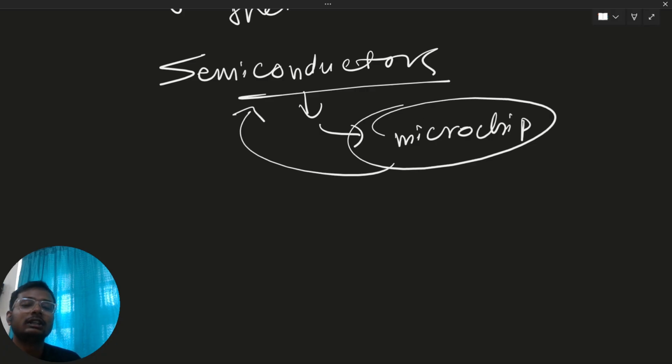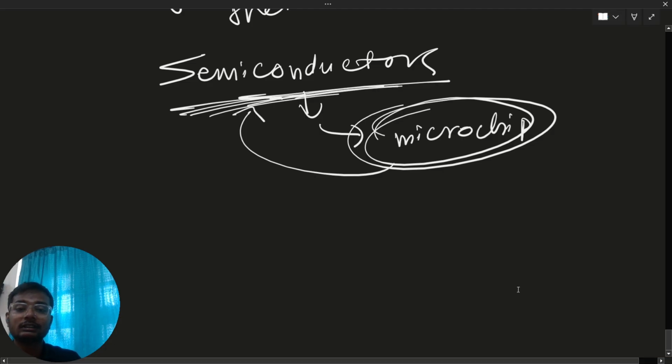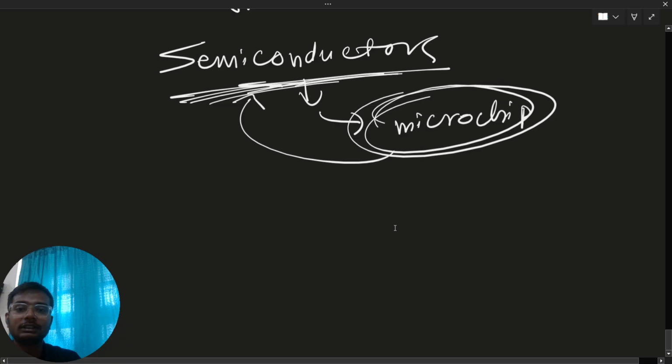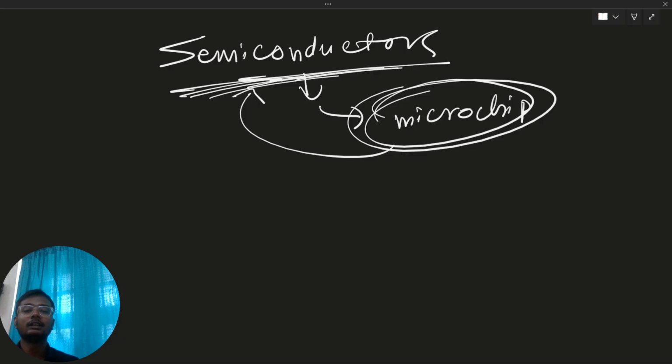If there are no semiconductors, we cannot make the microchip, and all the technology is just waste. It's not possible, at least as of now. So all the technology is dependent on the semiconductor. That's why there is a boom of semiconductors right now. It is said that in future, the country which has more semiconductors will be considered a superpower.